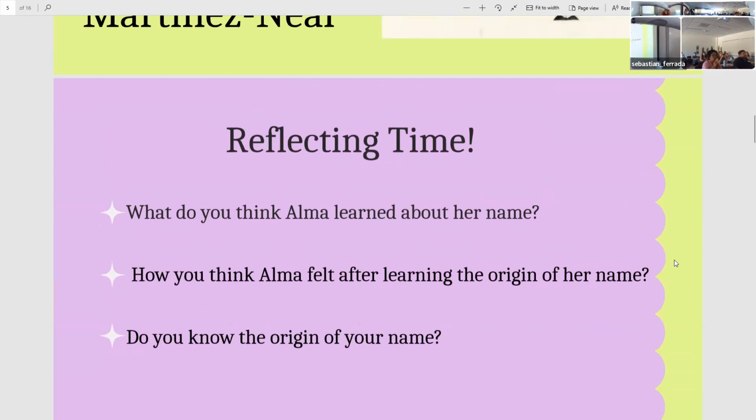So who can tell me what Alma learned about her name? That every name has a meaning in her life. Yeah. Good job. How do you think Alma felt learning the origins of her name and her ancestors' history?